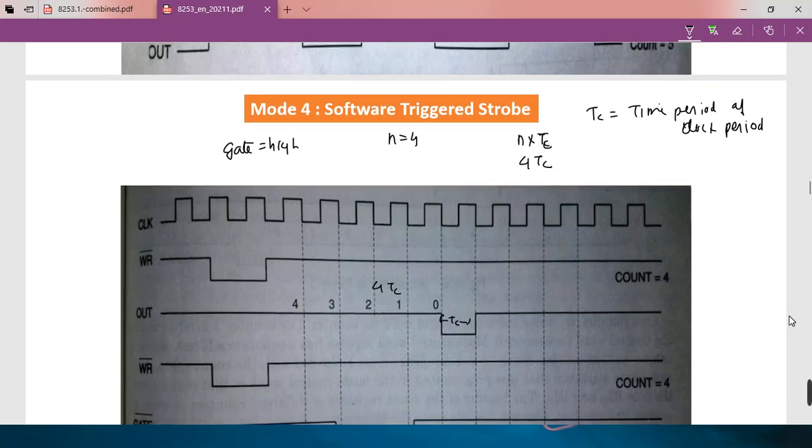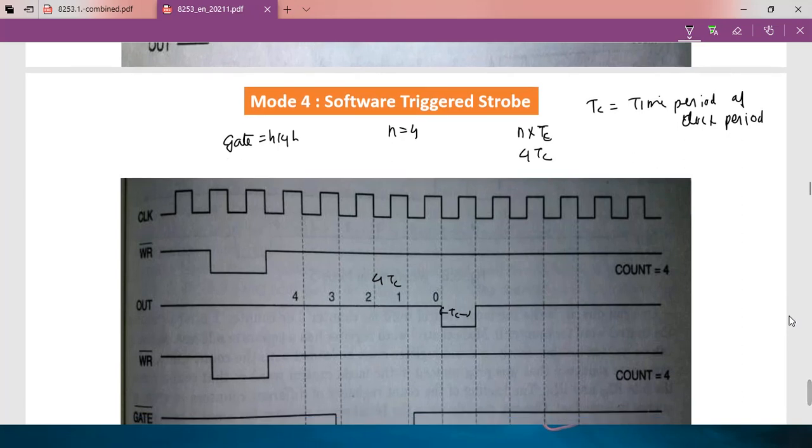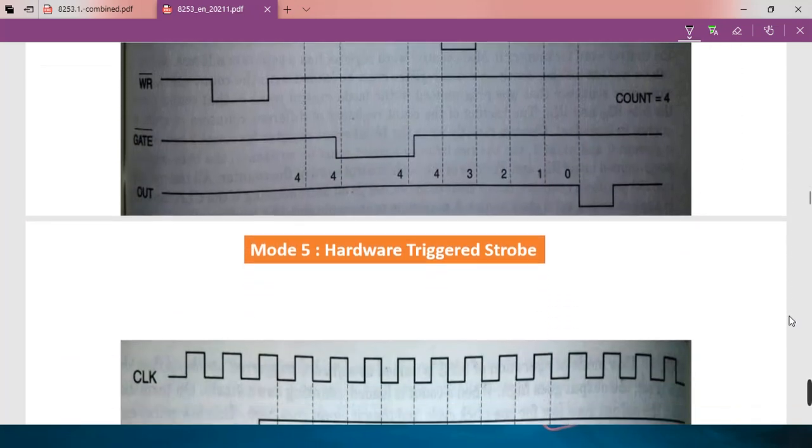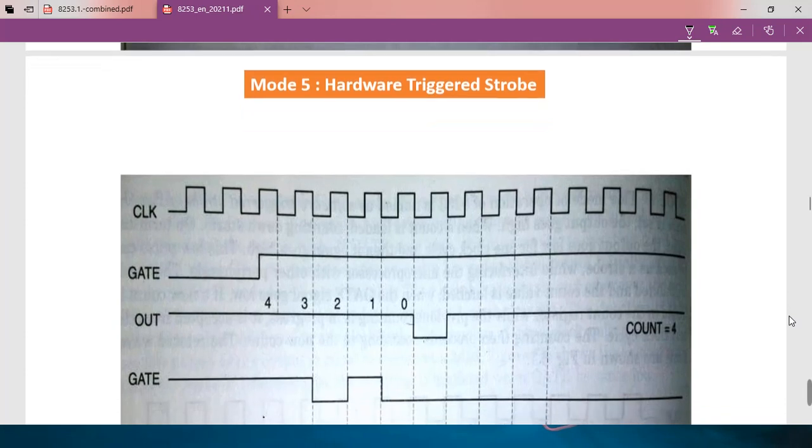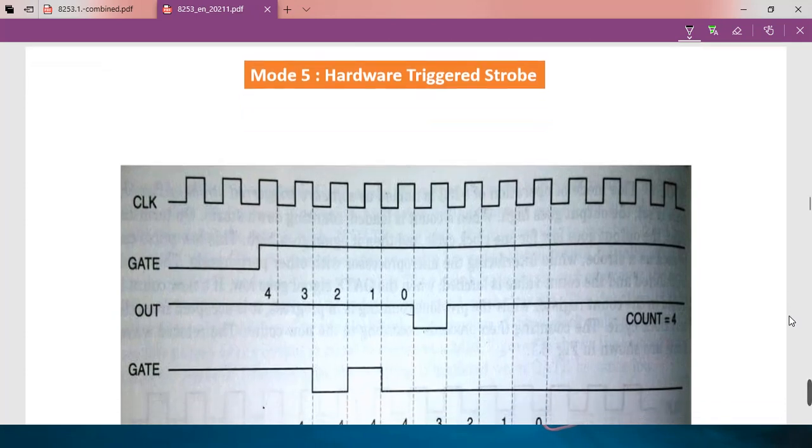Here the gate pin must be high. Now the last mode that we will see is the hardware triggered stop. Again, this mode is the same as mode 4. Here we will generate a low pulse after n into TC time, where TC is the time of 1 clock period and n is the count. But here it will start only when we apply a positive edge trigger.